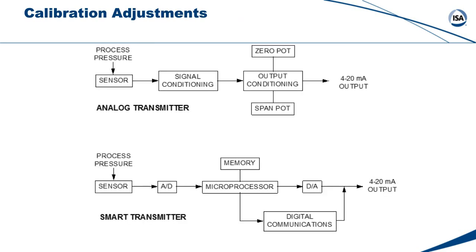If we have an analog transmitter, we must adjust zero and span to reduce the measurement error. As we saw previously, these adjustments are interactive. With a smart transmitter, like a HART transmitter, we can take advantage of the analog to digital and digital to analog converter properties to calibrate the transmitter.